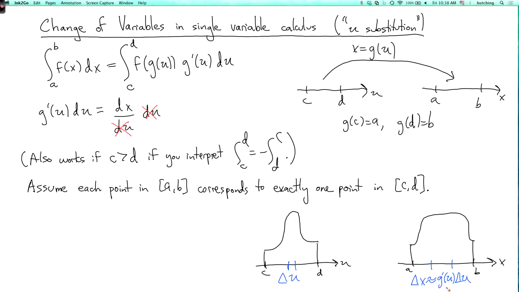So g prime of u is measuring how much this interval is getting stretched. And then if you look at the area of this little piece of the graph, well, that's getting stretched horizontally by this factor g prime of u. So the area of that piece of the graph is getting multiplied by g prime of u. So that's why you need this g prime of u to get the correct area. So you can think of this g prime of u as a magnification factor.